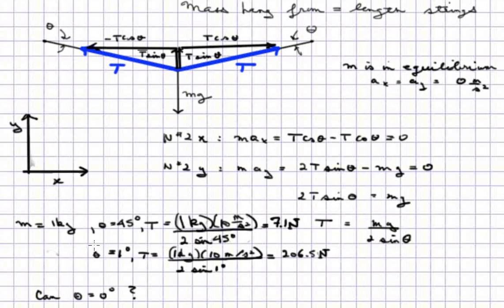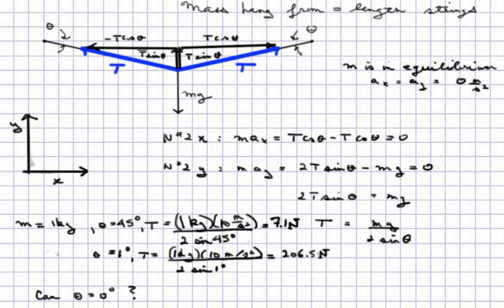Now, on the other hand, if I make theta equal to 1 degree, that would mean that the two sections of string are nearly horizontal. In that case, I have the same numerator, 1 kg times 10 meters per second squared. In other words, the weight is the numerator. But in the denominator, I have 2 times the sine of 1 degree. 1 degree is pretty small. And so what you get for the tension in each string is a whopping 206.5 newtons. It's quite a bit bigger than the 10 newtons, which represents the mass.